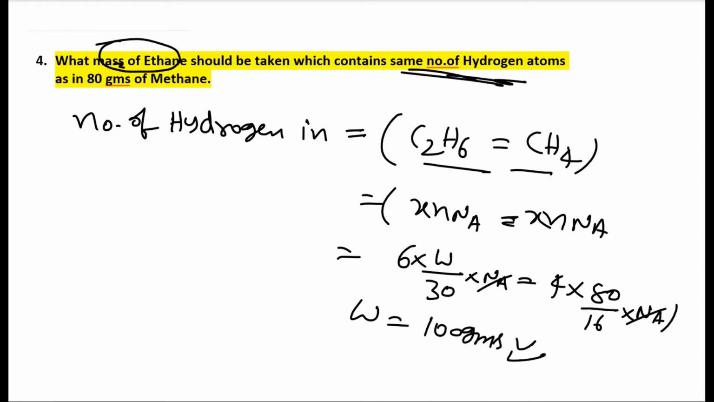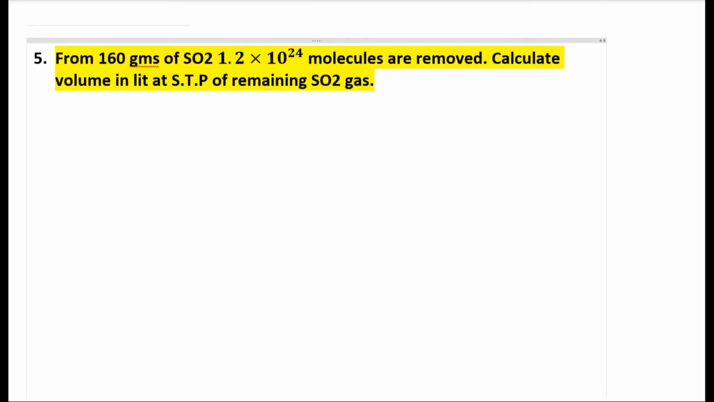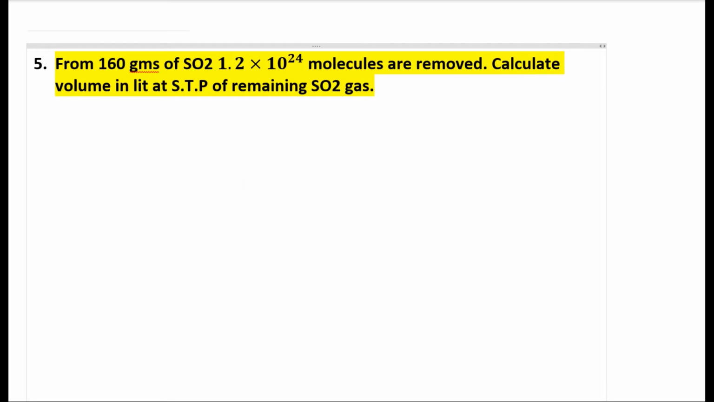Now coming to the next problem. This is also an easy problem. Read the problem. This model problem we already did, like, this is the third problem. I think the third and fifth problem models are the same, but in the third problem we calculated moles and mass, but here we are calculating, what are we calculating? Volume.